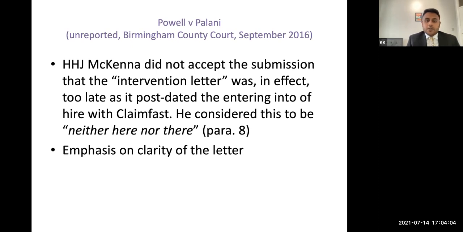And it may well also come down to issues of trust and confidence with the other side. So whilst it is an interesting decision, it's not always going to be the case, in my view, that an intervention letter will succeed on the basis of what was discussed in the case of Powell and Palani.